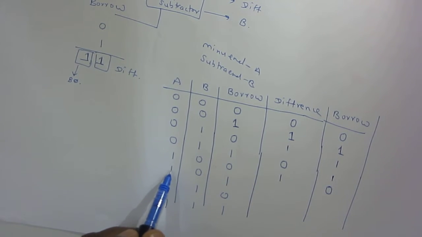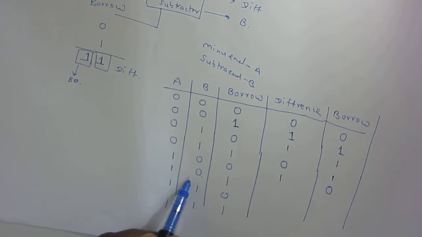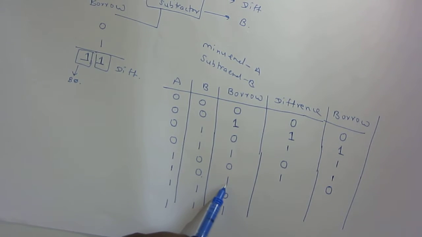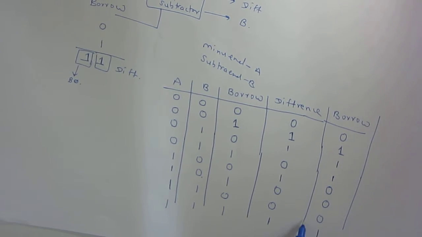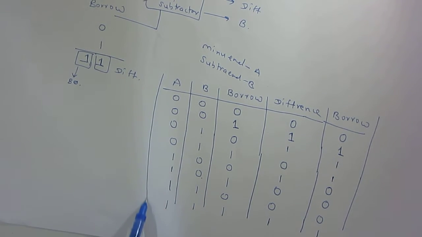Now look at the other element. Now 1, 0. So the difference will be 1, and then we are subtracting 1 from 1, so the difference will be 0 and the borrow will also be 0. Now look at the other element, that is 1 minus 1 will be 0, so the difference will be 0 and the borrow will be 0. And then 1 minus 1, the difference will be 0, and 0 minus 1, the difference will be 1 and the borrow 1. So this is the truth table of the full subtractor.